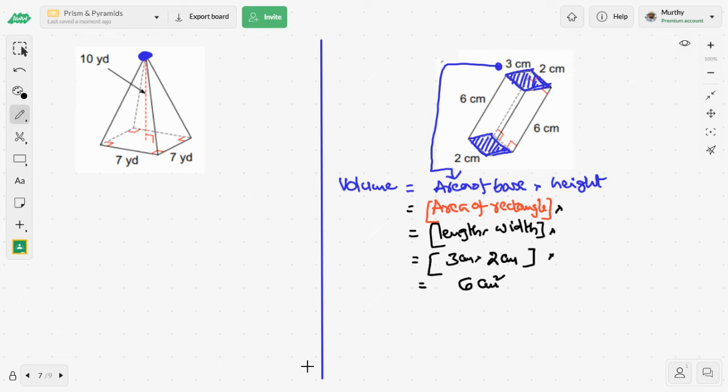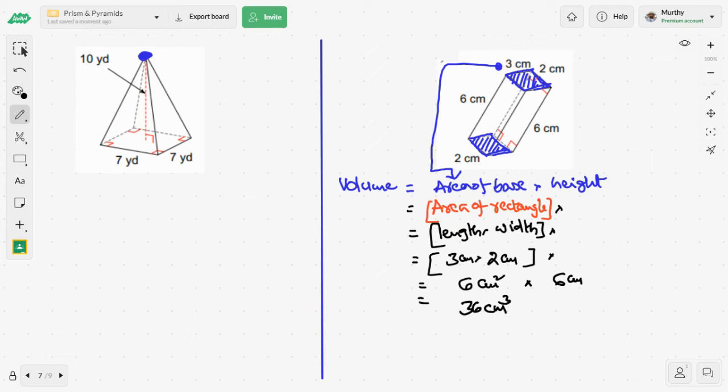And coming to the height, you see that the height of this one is given as 6 units. Okay, so 6 units. Therefore, 6 times 6 gives me 36. Don't forget, the volume is always expressed in cubic units.